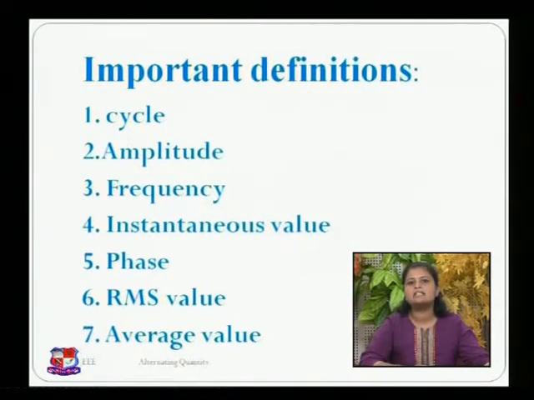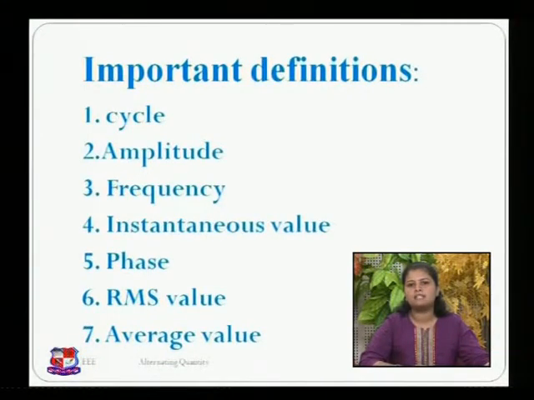Then next is the instantaneous value. Instantaneous value means the magnitude of an alternating quantity at a particular instant. So the value of an alternating quantity changes with respect to time, and then the instantaneous value of the alternating quantity also varies with respect to time.